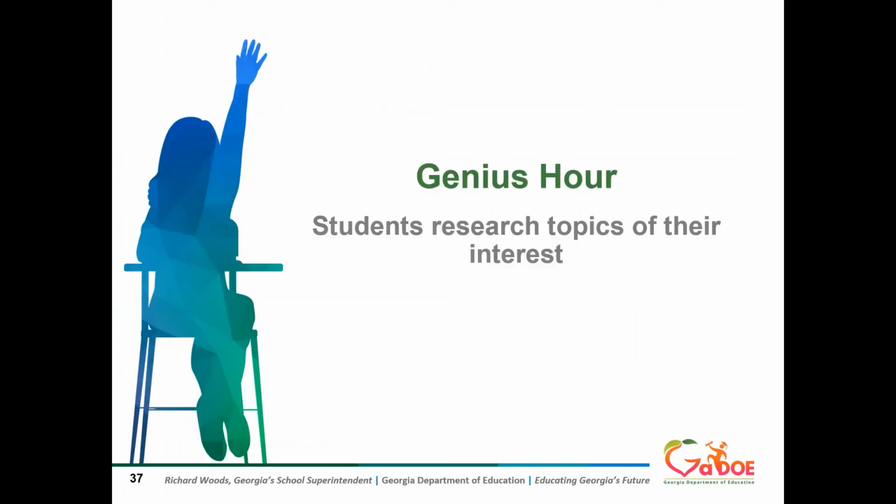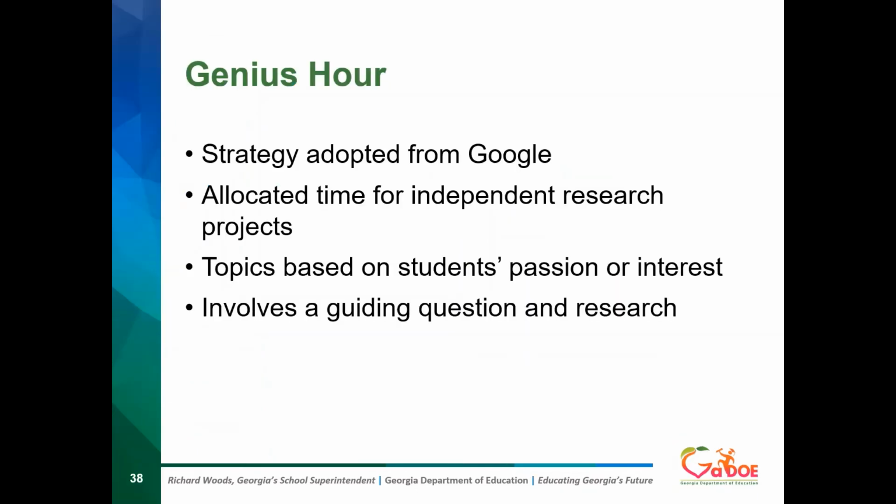Genius Hour, when students are given time to research topics of their interest. Genius Hour is a strategy adopted from Google. It is based on the premise that a teacher allocates a certain amount of classroom time for independent research projects. These projects are topics that are based on students' passions or interests. It involves the students answering a guiding question, conducting research on that question, and then presenting that research to their peers. Genius Hour is a great way to keep students engaged in learning when they have mastered content faster than the other students.